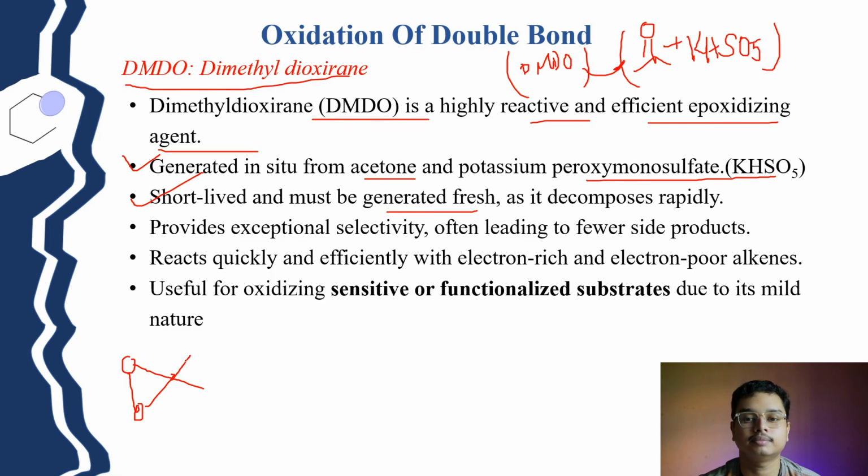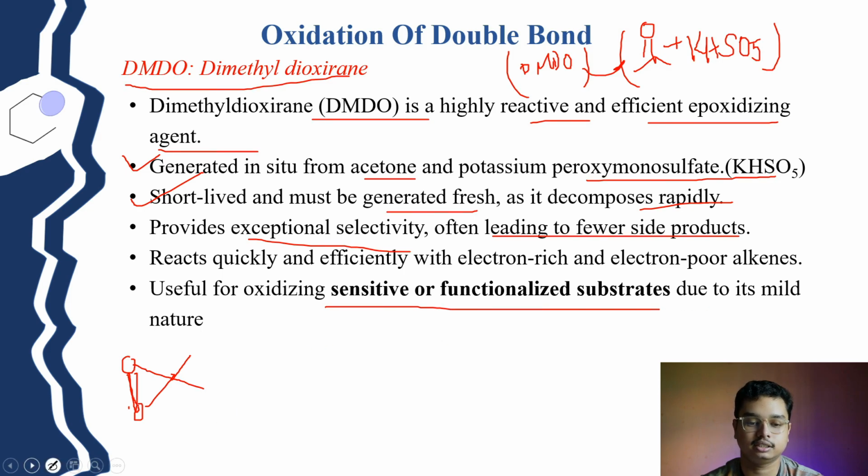The structure of DMDO is something like this, and this particular three-membered ring is also there. Also, this OO bond is not that stable, so it can't be prepared and stored. It will be generated fresh, and it decomposes rapidly because of this particular ring strain as well as the weak OO bond. And it provides exceptional selectivity, often with fewer side products. And it is also useful for oxidizing sensitive or functionalized substrates due to its mild nature.